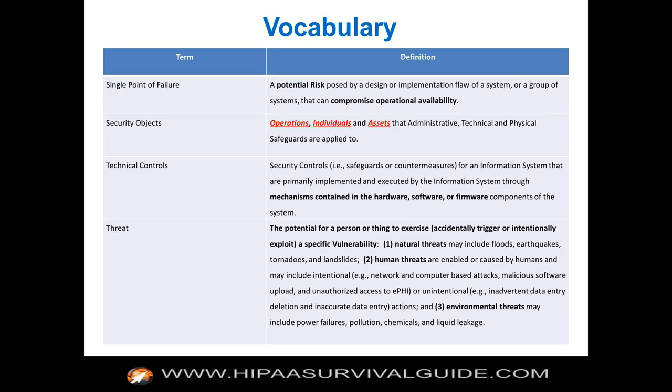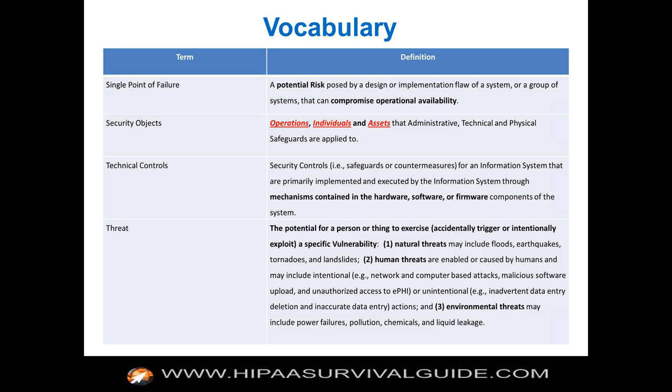That's not how NIST talks about it, but that's a way to get a big picture of what we are trying to do here. What are we trying to do? One of the things you're trying to do is to eliminate single points of failure that will bring your operations down.